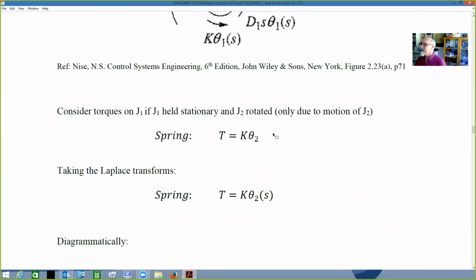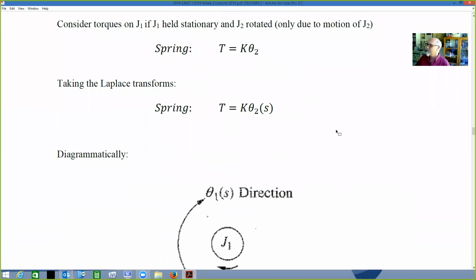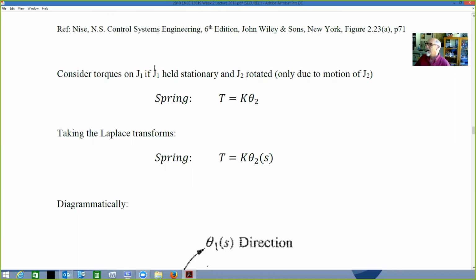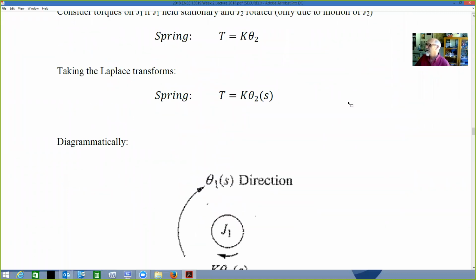And then if we consider the torques on J1, if J1 is held stationary and J2 is rotated, in other words, the motion is only due to J2. So we look at our spring, take the Laplace transform, and then again, diagrammatically, we can analyze that from that particular perspective of holding the J1 stationary and J2 is rotating.